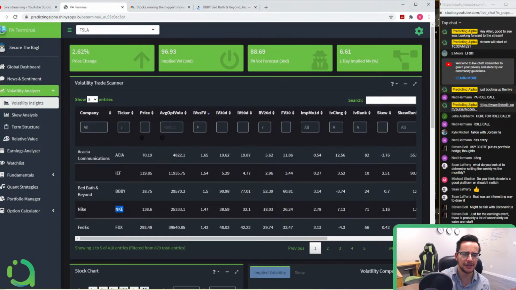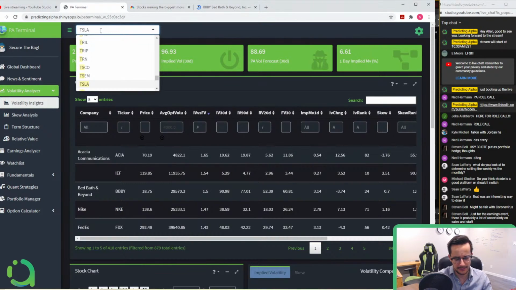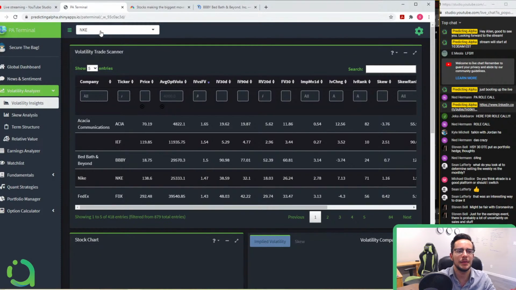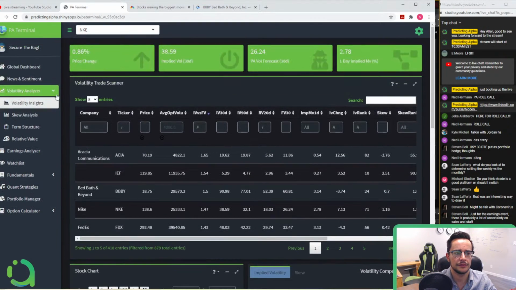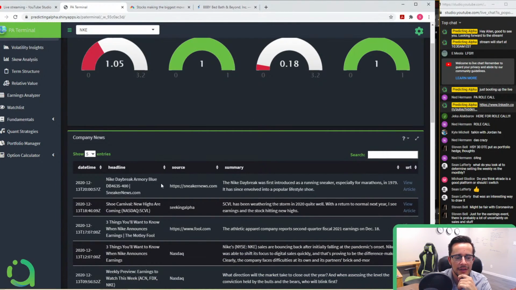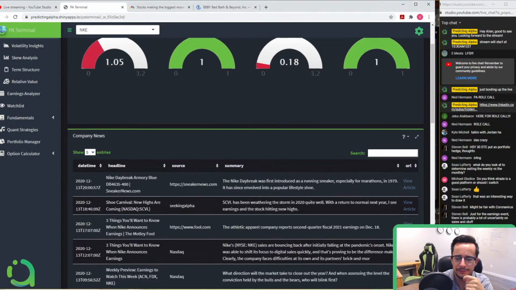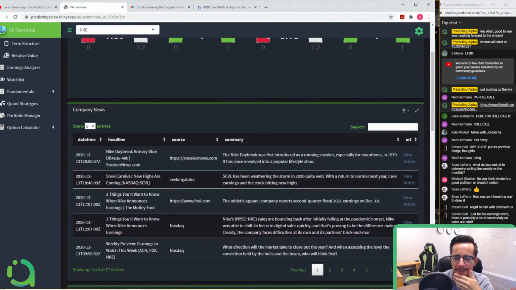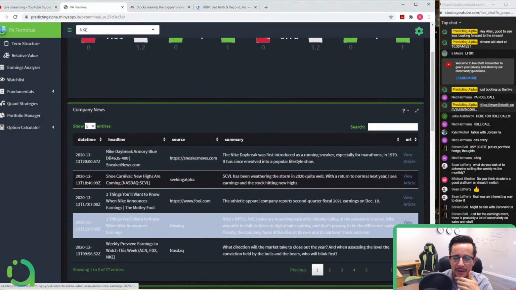Any other companies that we should take a look at? Let's see what's going on with Nike here. Maybe there's some trades we can take here. Okay. Let's go to news and sentiment. Is there anything happening around this that I should be aware of right now? Any of you looking at Nike right now? Sales are bouncing back. Okay. Did a big shift towards digital sales, and it's been the difference maker for the company. Okay, so let's open that up quick.